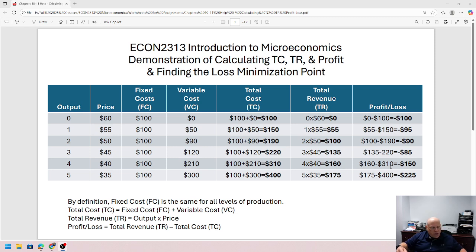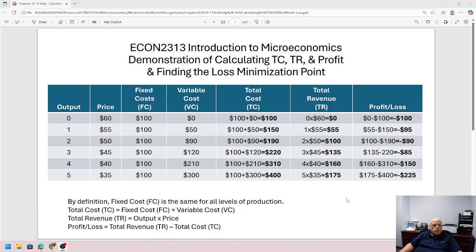All right. So what I've done here is I've created some sample numbers. These are not the numbers that you'll be working on in your assignment. These are very similar though, and this is designed to help you understand how to make the calculations that you need to complete the problem on your assignment.